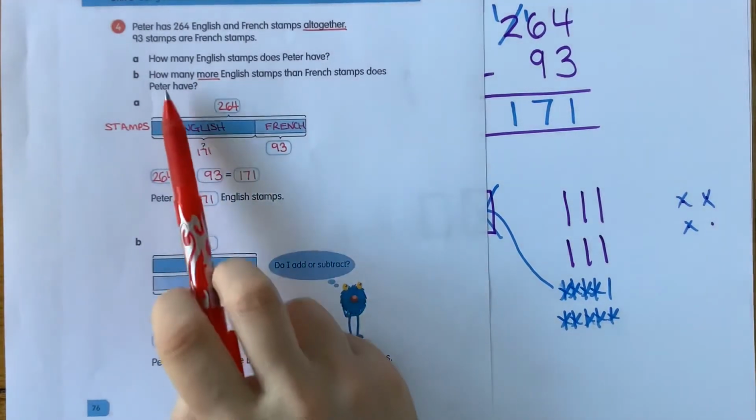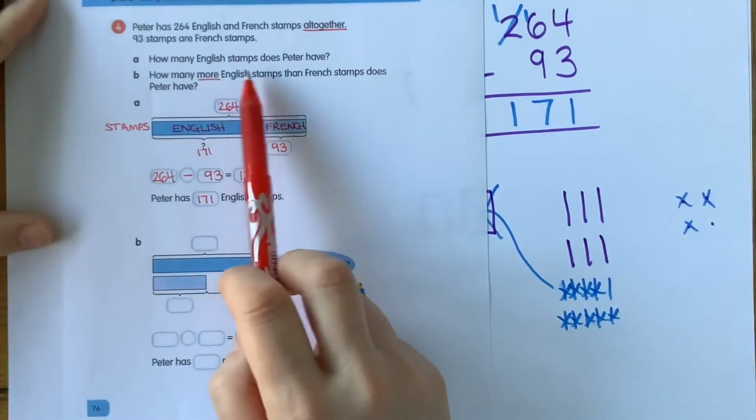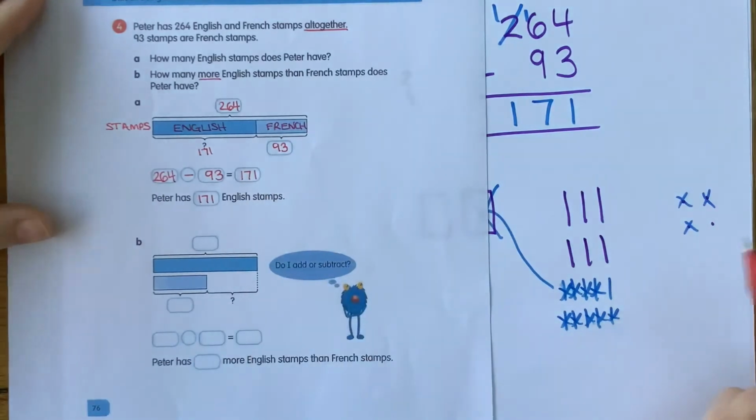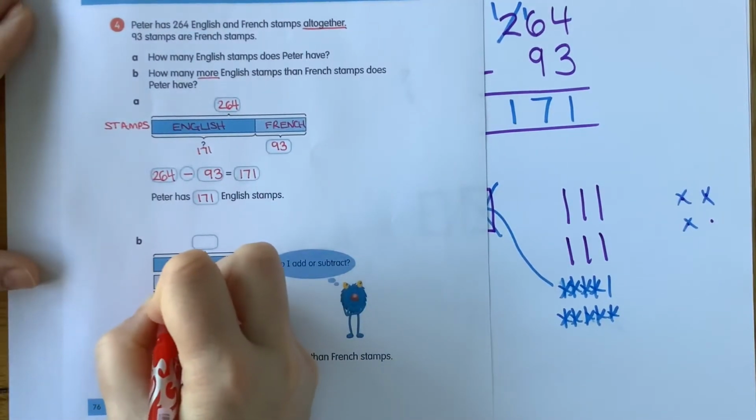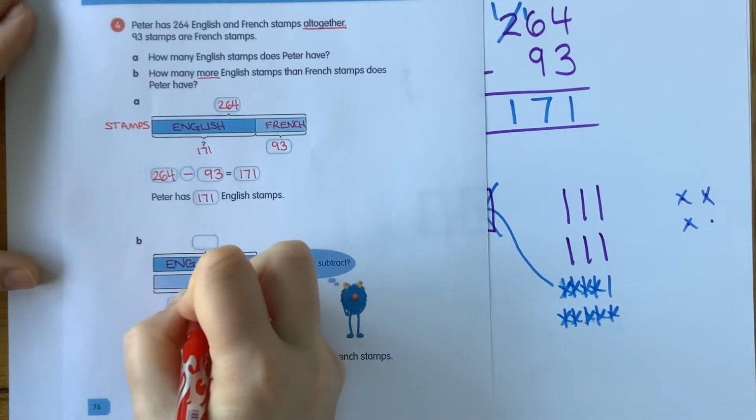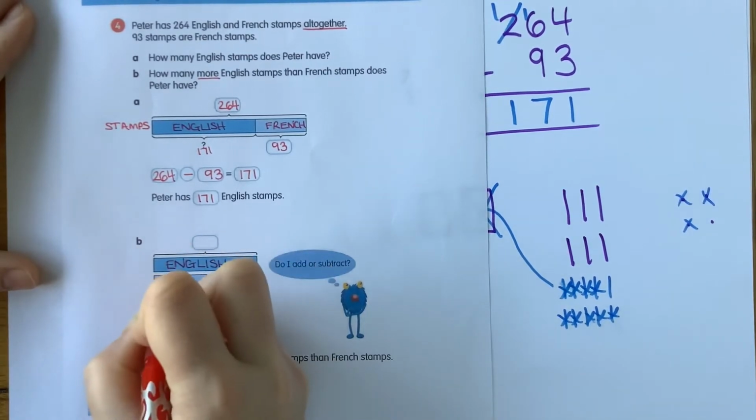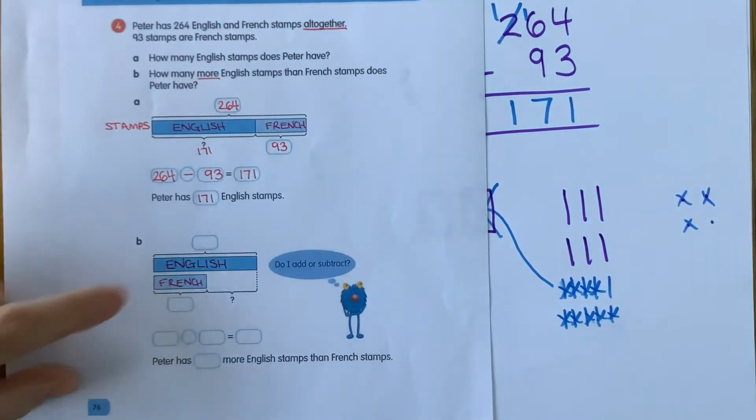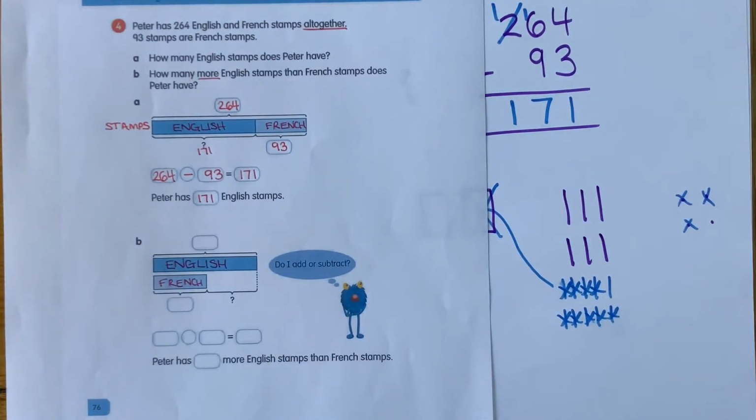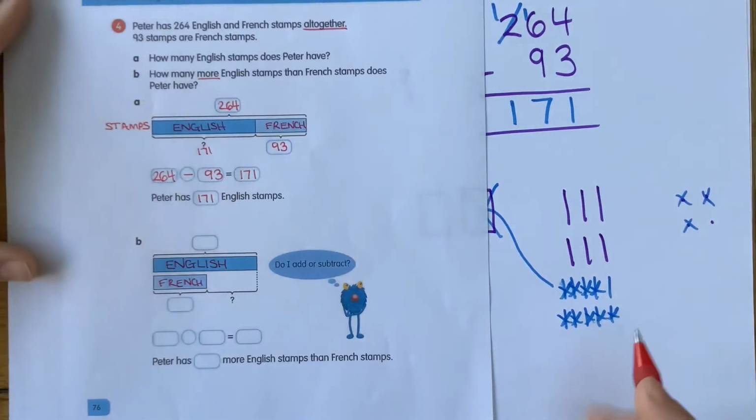Right, we now need to work out how many more English stamps than French stamps Peter has. So let's have a look. He's got more English stamps, so I'm going to write on this bar English and this one French. Sometimes you could see it written at the side. If it's not written anywhere, I really suggest you try and label it for me or for you, so you can work out what you need to do.